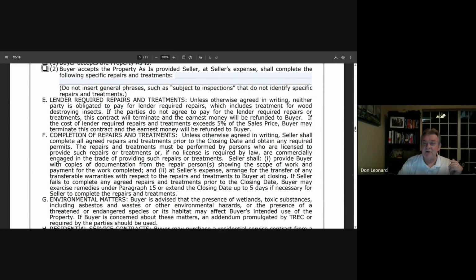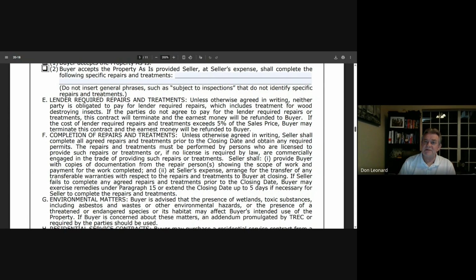E talks about lender required repairs. Lender required repairs are going to come from one of two places: appraisal or amendments. If we do an amendment saying that there are going to be certain repairs done prior to closing, that amendment is supposed to be sent to the lender.